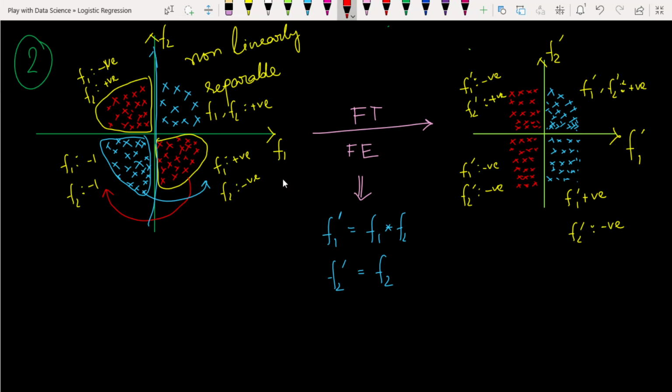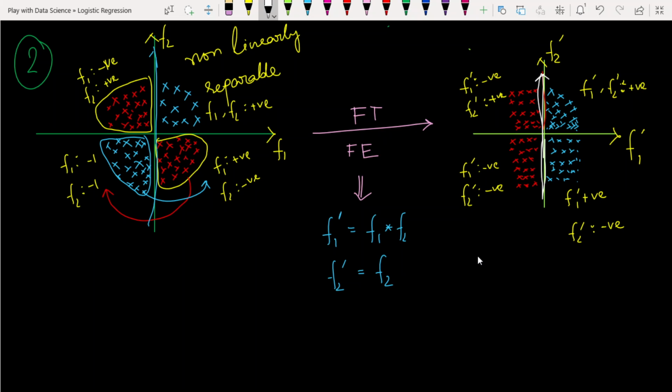Now you can easily separate this data in this plane using this line, this plane pi. This is linearly separable, whereas here it is not possible to separate it linearly. But in the space of f1 dash and f2 dash, it is easily linearly separable using these transformations. If it is linearly separable, then you can easily apply logistic regression.